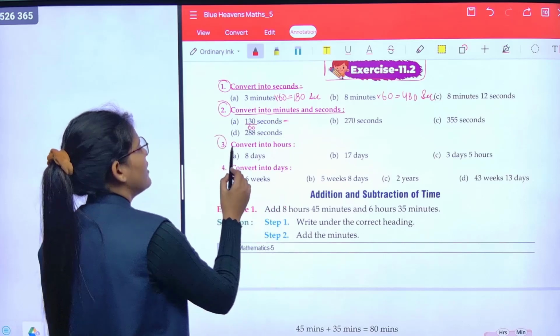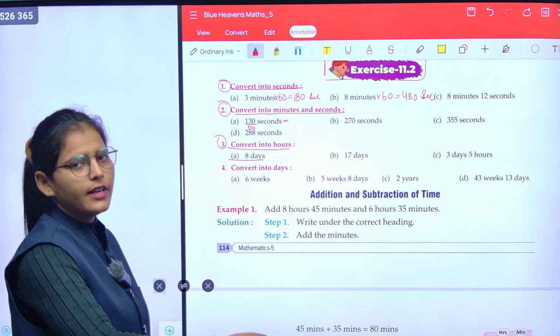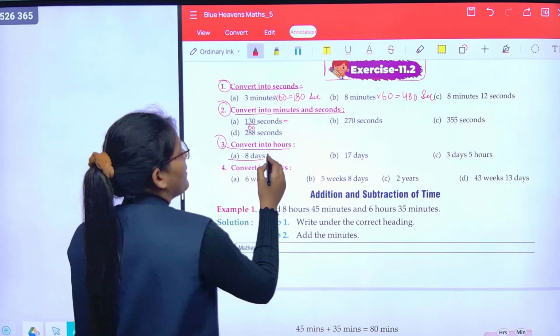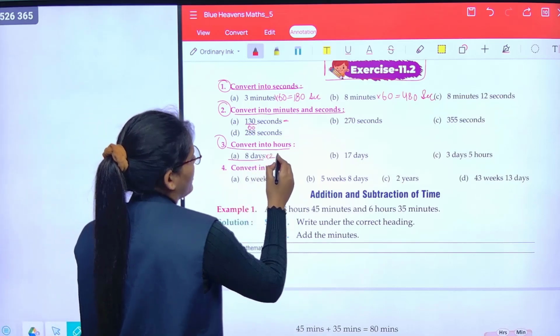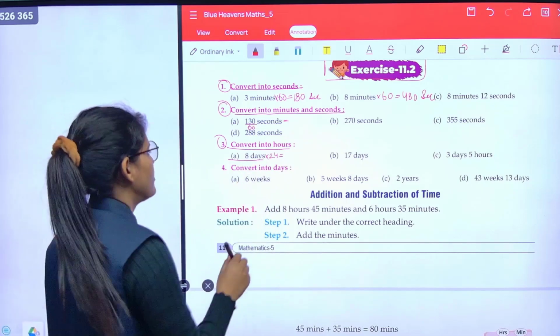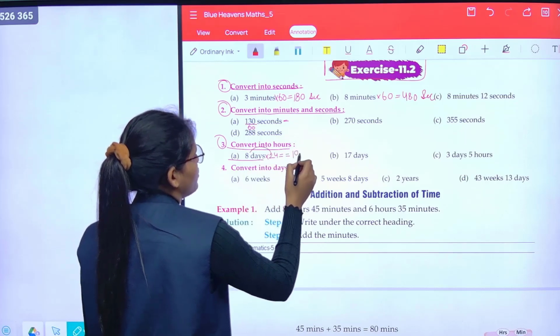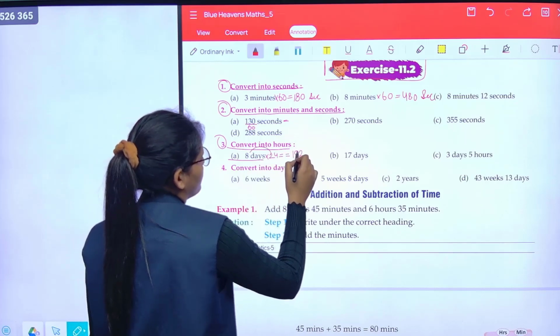Now class, C part, convert into hours. So 8 days, convert into hours. So 8 days multiply by 24, because 1 day is equal to 24 hours. So 24 multiplied by 8 is 192 hours.